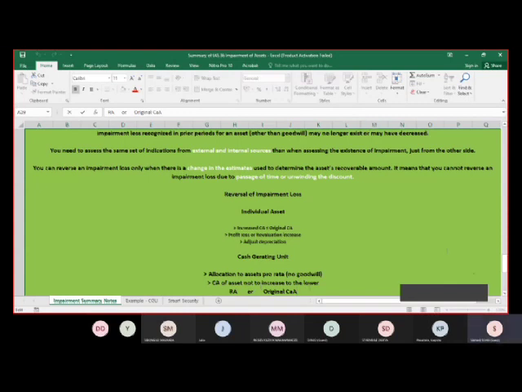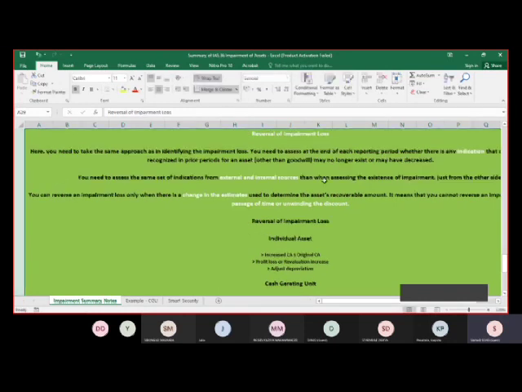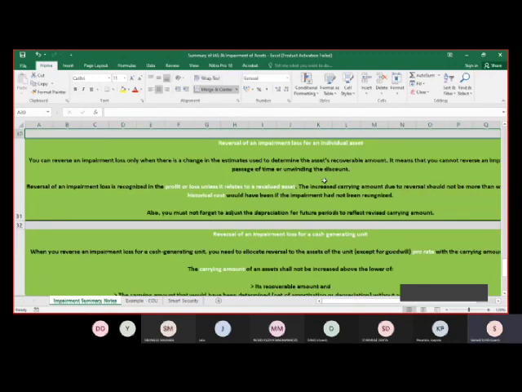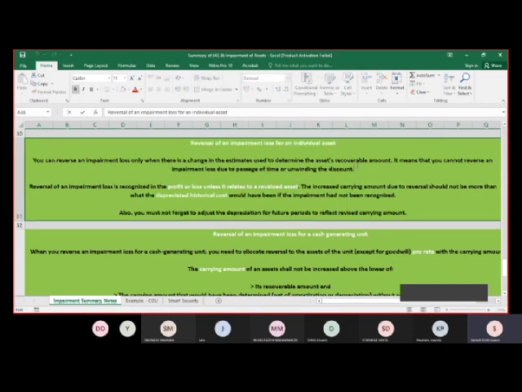But also go through these notes. Go through the IFRS so that you remember this, because it's important. Reversal of impairment loss for an individual asset. You can reverse an impairment loss only when there is a change in the estimates used to determine the asset's recoverable amount. It means that you cannot reverse an impairment loss due to passage of time or unwinding of the discount.